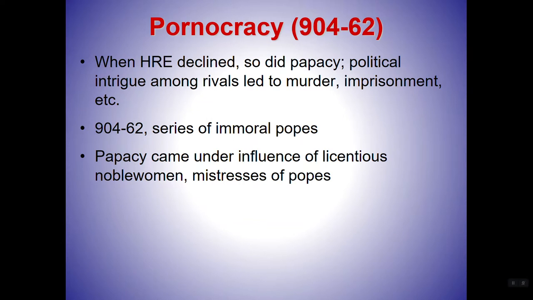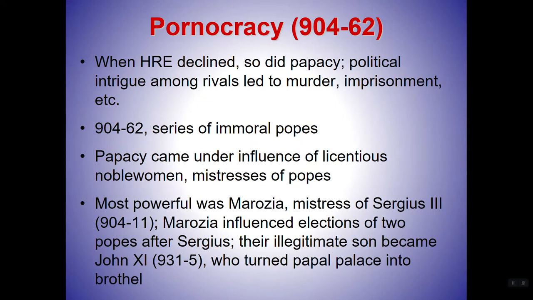All right, remember, popes took on vows of celibacy, but these popes paid no attention to those vows. They were simply words that they spoke in order to achieve this high, powerful, lucrative position. The most powerful of these women was named Marozia. She was the mistress of Sergius III, who reigned from 904 to 911, thus beginning this period of the Pornocracy. Marozia influenced the elections of two popes after Sergius.